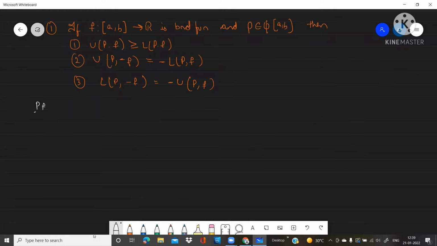What is the given condition? Given that f is a bounded function. What is it that they gave? F is a bounded function. And what is P? P belongs to phi of [a, b], the set of all partitions. If you put all the partitions in one set, that is referred to as phi of [a, b]. So f is bounded on the closed interval [a, b].